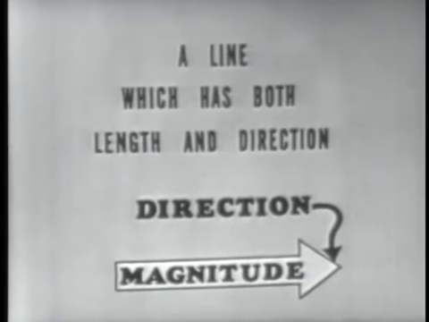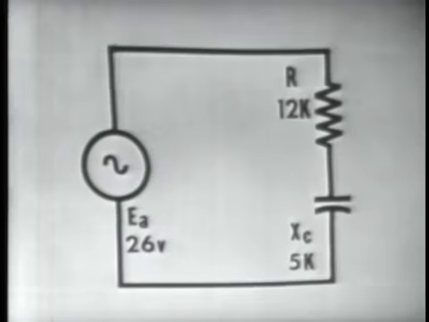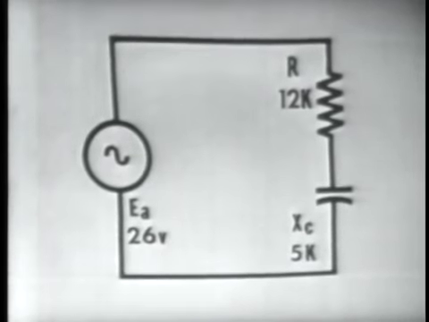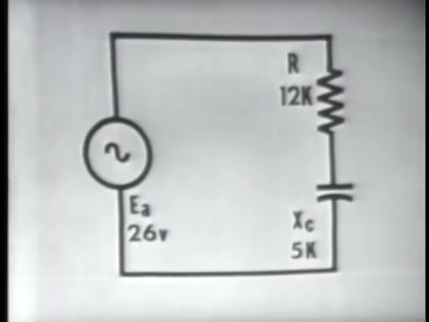Now, by rotating the vector in a counterclockwise direction, a positive angle is generated. By rotating the angle in a clockwise direction, a negative angle is generated. Now, it is this positive or negative angle that represents the circuit condition. Using this information, then, let us review by graphically solving a series RC circuit with the aid of vectors. And to do so, we'll use this circuit.